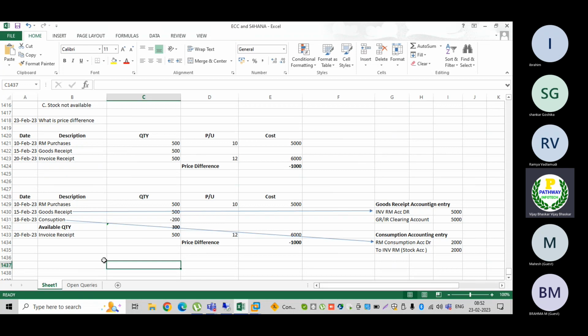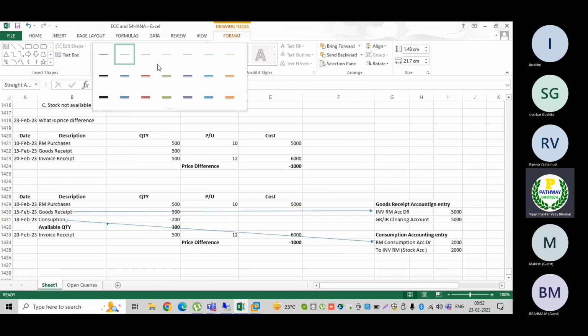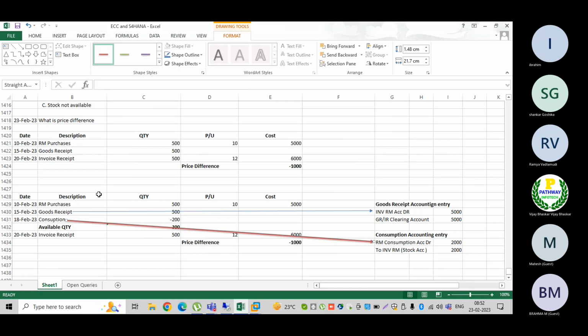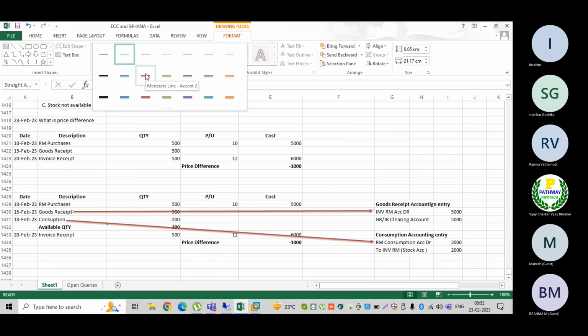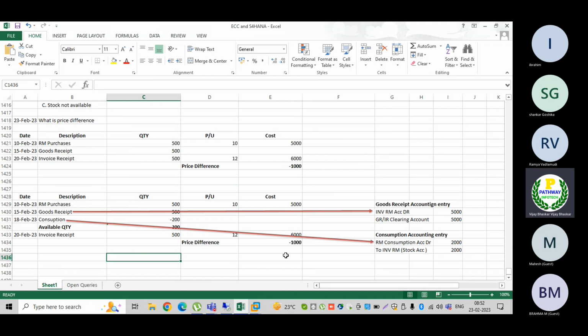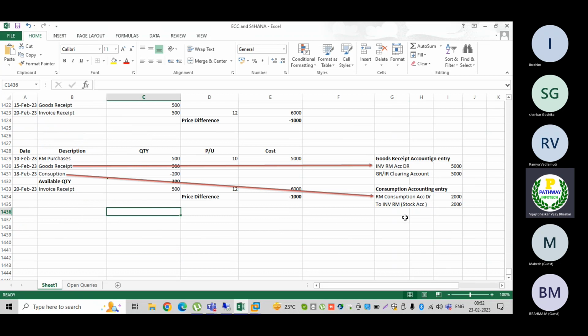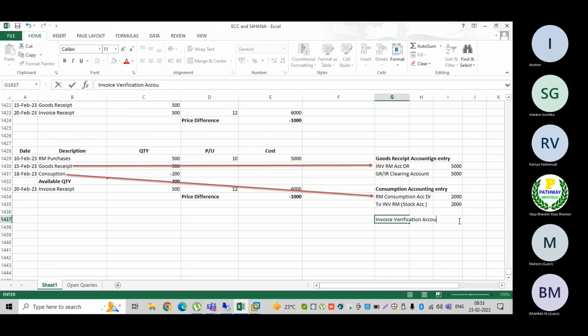Then on 20th of February we have received the invoice. What is the accounting entry? When we received the invoice from the vendor, he mentioned 1,000 rupees extra, so 12 rupees per unit. How will the accounting entry for invoice verification get posted here? Everything we need to record here.